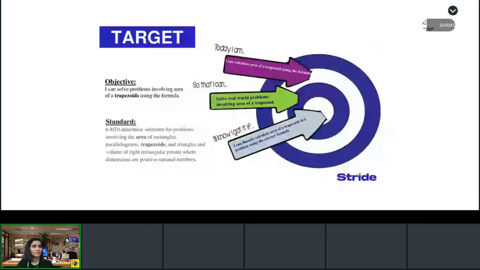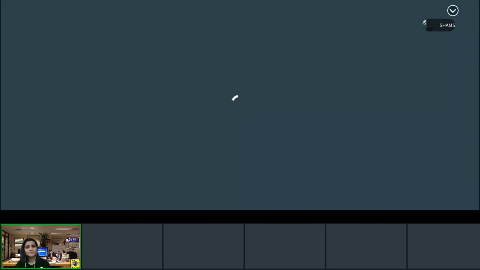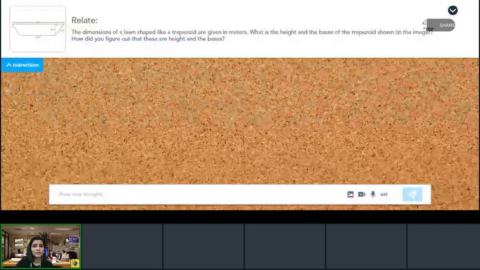Gage, you completed your slide, go ahead, read for us. I can calculate area of a trapezoid using the formula, so that I can solve real-world problems involving area of a trapezoid. I'll know I got it if I can fluently calculate area of a trapezoid in a problem using the correct formula. Thank you, Gage. Let's move on and see how we can relate to today's topic using this discussion post.